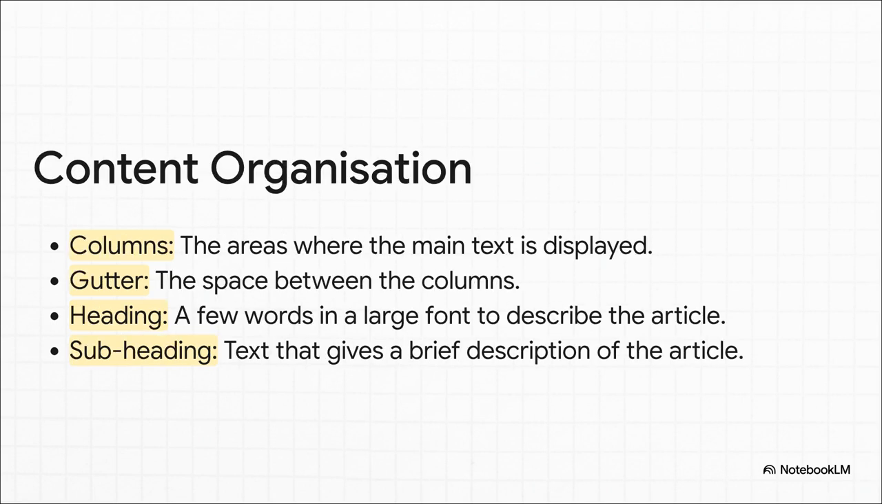Okay, now for the content itself. We use columns to break up big blocks of text and make them way easier to read. That little sliver of space between the columns, that's called the gutter. And sometimes you'll see a thin vertical line there for a bit of extra visual separation. That line is called a column rule. Then up top, you've got the big heading that grabs your attention and the subheading right below it that tells you a bit more and makes you want to keep reading.